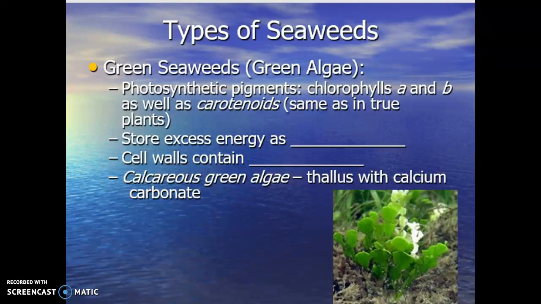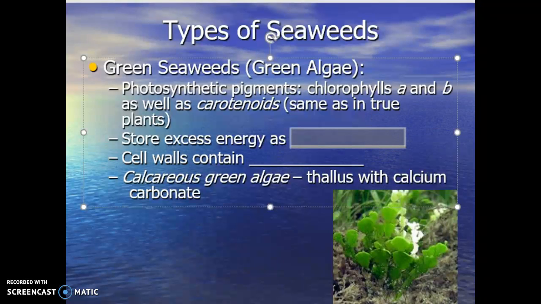All right, so start with green. Green seaweeds. Call them green algae. They're green because they have chlorophyll A and B to run photosynthesis. A lot of them will also have the pigments we call carotenoids. These are the same pigment groups as we will find in true plants. Now, a key thing about the green algae, when they produce energy, they store it as starch. Right? That's going to be a big thing. Their excess energy is stored in the form of starch.